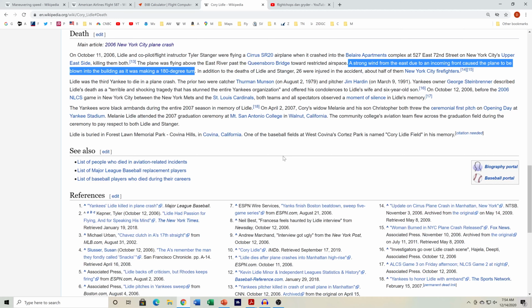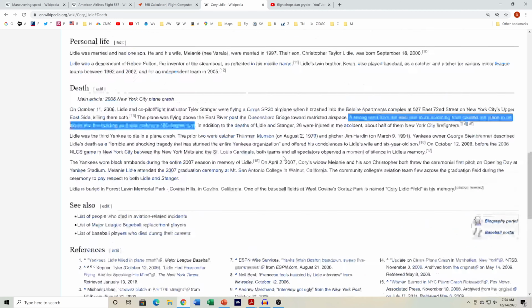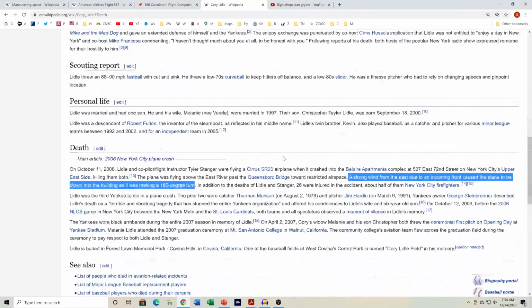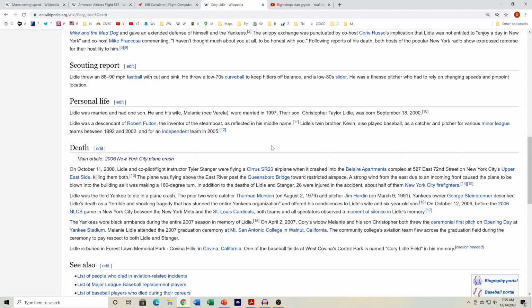I have nothing to do with editing this page, but people who read this are going to think, okay, poor pilot, poor Corey, poor Tyler, they were doing a 180-degree turn, and suddenly they get this big, strong wind gust from the east because of an incoming weather front. It was beyond their control and just tragically out of their control. They were blown into this apartment building. That is not what happened. That's a Wikipedia thing.